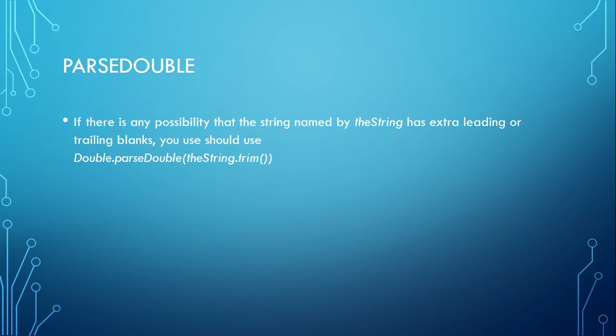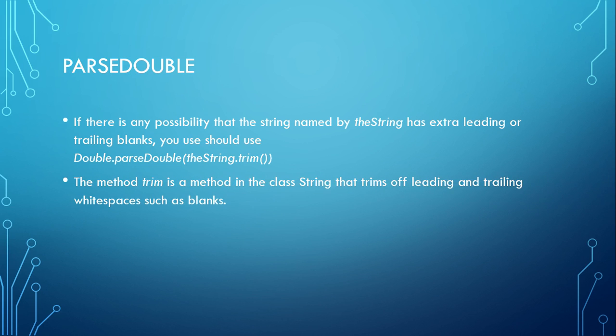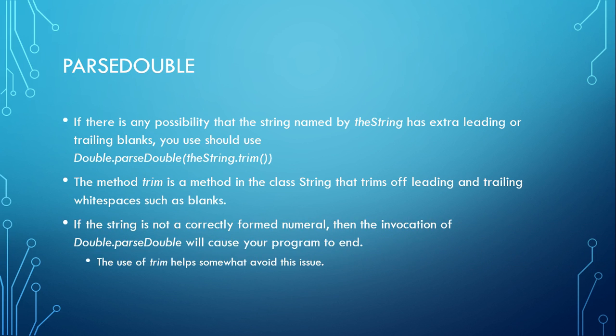If there's any possibility that the string has any extra leading or trailing blanks, we should use Double.parseDouble(theString.trim()). So the method trim, if you recall, is a method in the String class that trims off the trailing or leading whitespace characters, such as blanks. Tab would be another one.